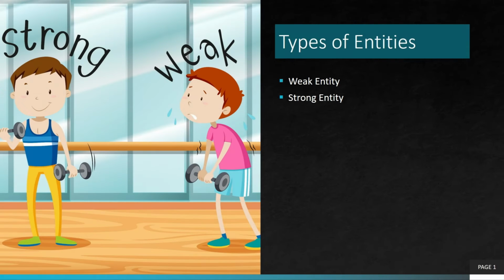So guys, there are two types of entities. You have the weak entities and you have the strong entities. So think about it for a minute and see what would come to your mind for a weak entity and a strong entity. I'm going to give you a few seconds to think about it.